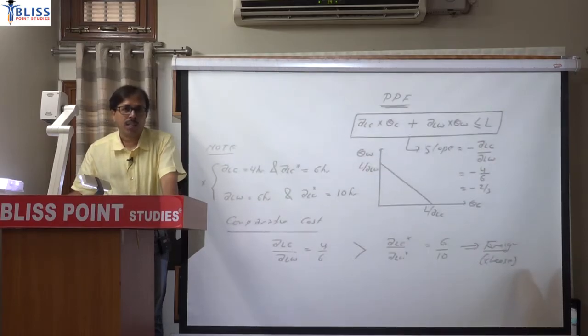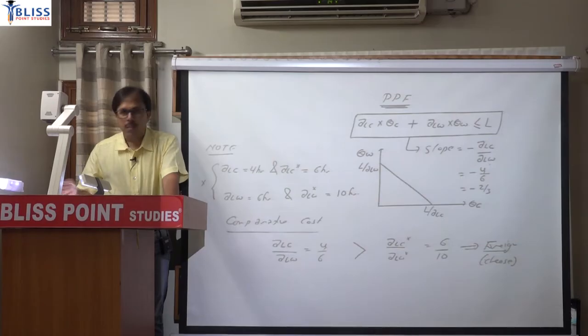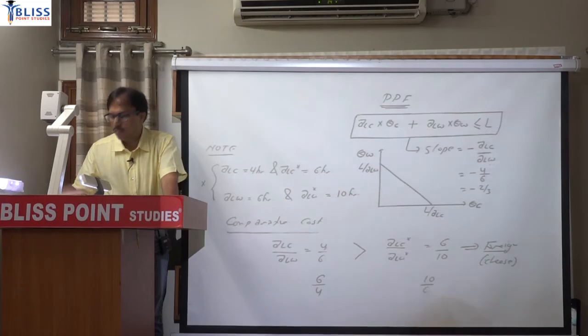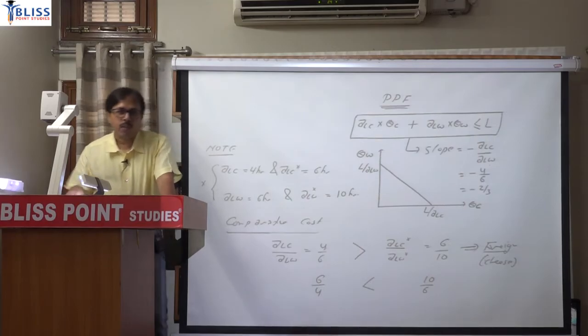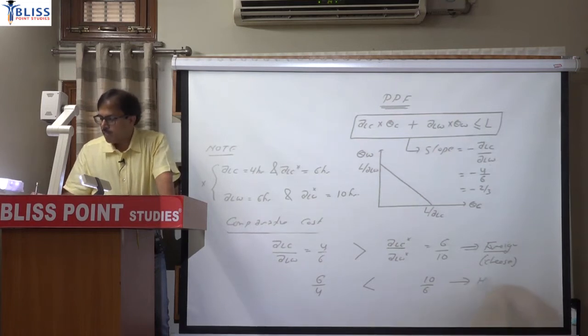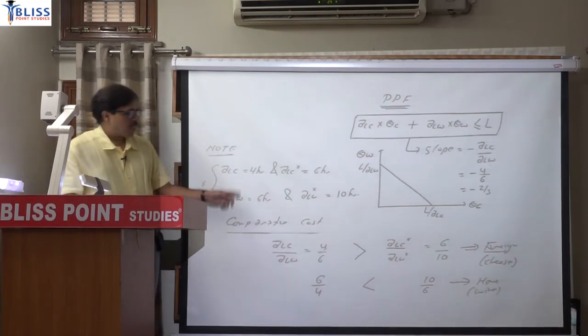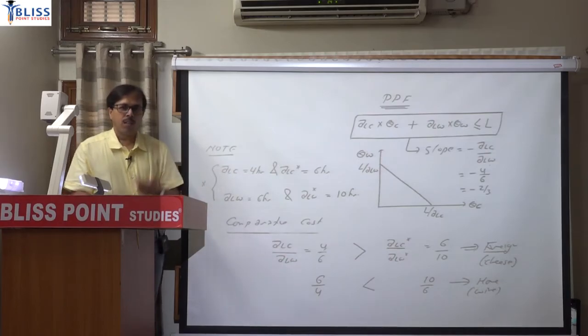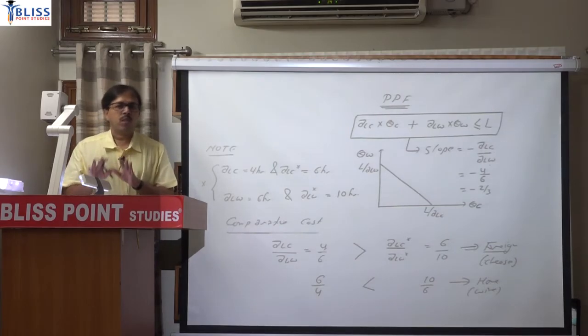But which country will produce wine then? For wine, the opportunity cost will become inverse. So this number will become 6 by 4 here and this will become 10 by 6 here. So now the inequality will be different. This becomes 1.5 and this is more than 1.5. So in that case, the home country will be producing wine. So what is happening in this example is that although the home country had absolute advantage in both lines of production, based upon the comparative cost advantage, trade is still possible and feasible and it is beneficial for both of them.